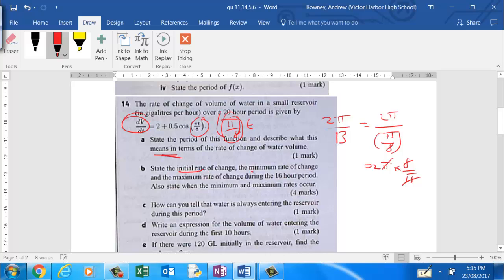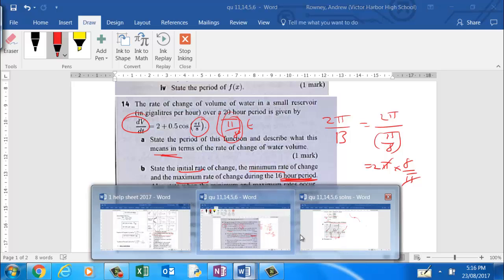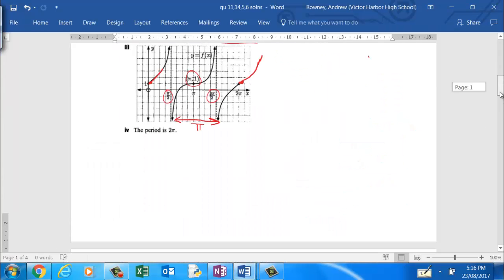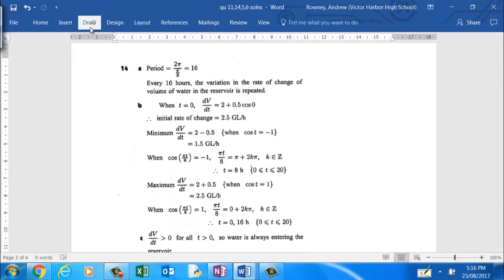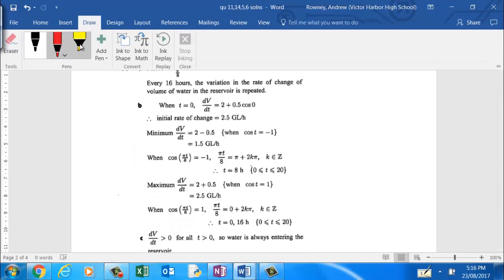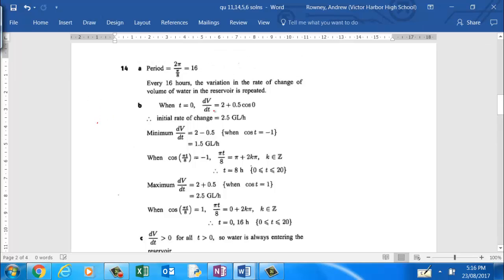State the initial rate, find the minimum, find the maximum, all during the 16-hour period, and state when it occurs. So all the solutions are in here. So we have here that the initial rate is when time is 0. Put 0 in for t and you get 2.5.